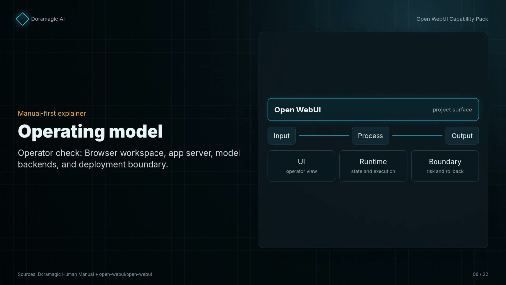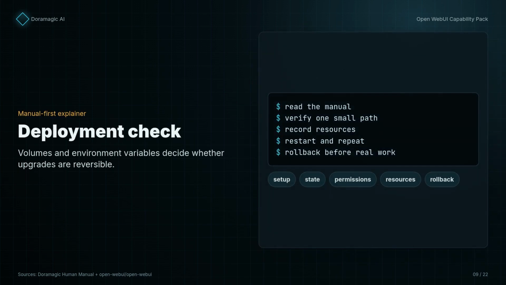Think of the system in layers. At the top is the browser experience: chats, users, files, tools, and workspace settings. Under that is the application server and API layer. Under that are the model connections, Ollama, OpenAI-compatible APIs, and other backends. Around the whole thing are the operational boundaries: volumes, environment variables, auth, network exposure, and update strategy.